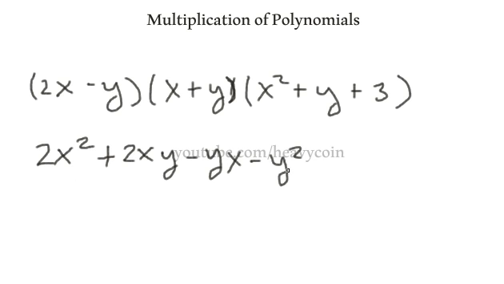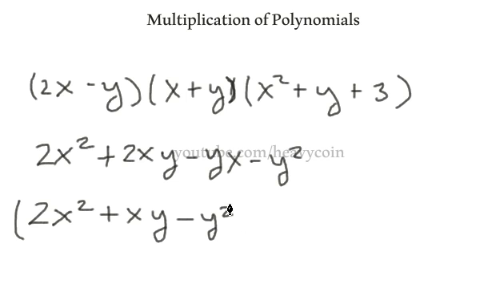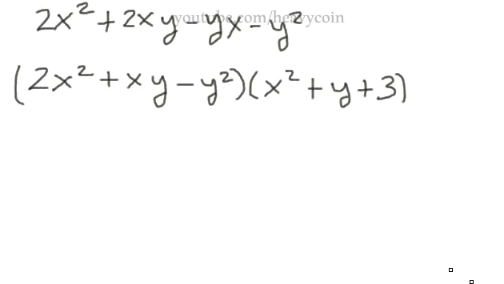Can we simplify any of this down? Yeah, a little bit. We have 2x squared. These are some like terms here. We have a 2xy minus yx, so that's going to be just a plus xy, and then minus y squared. Now x squared plus y plus 3. Boy, this ought to do you in here.